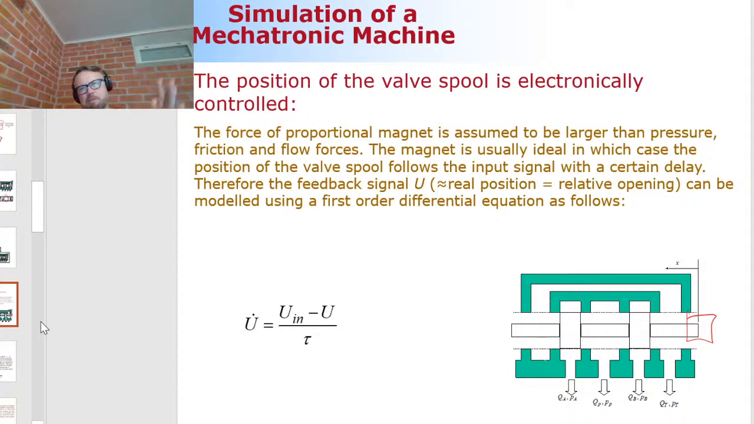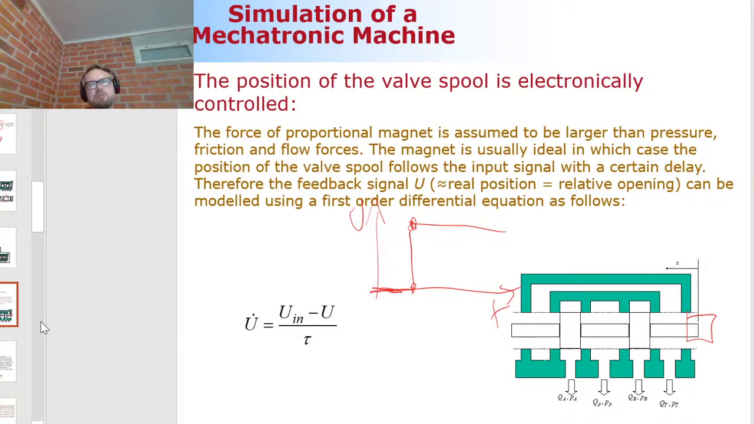There is a certain delay because the mass of the spool and physics cannot allow the spool to jump from one location to another. The control signal itself can look like this. So if I have here time, this is a control signal. It may be 0 and then it can jump to another value, 1, in an instant like shown here. The spool cannot do this. The spool cannot follow.